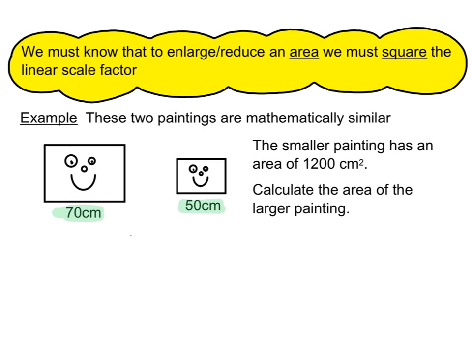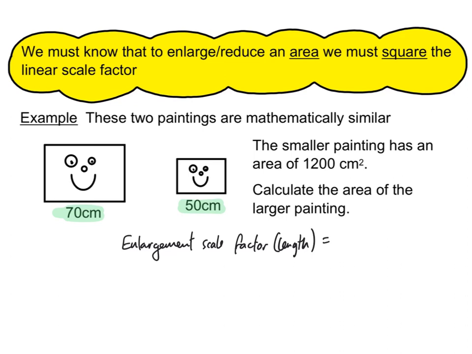So we'll write that out. Enlargement scale factor for length. And again, it's an enlargement scale factor here. We're looking, because remember what we have is, we have the area of the smaller painting. We're looking to enlarge this to find the area of the larger painting.